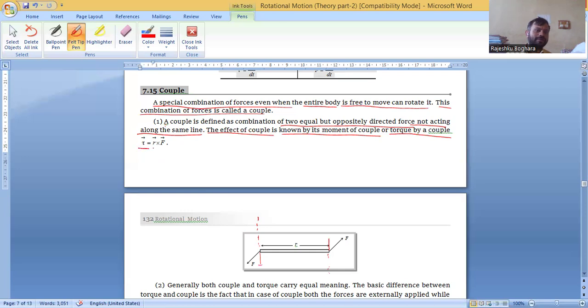The torque is equal to R cross F. Here, torque equals RF sin theta. That means F into R sin theta. Here R sin theta is the perpendicular distance between the two couple forces. So this is the R sin theta. Here we take.